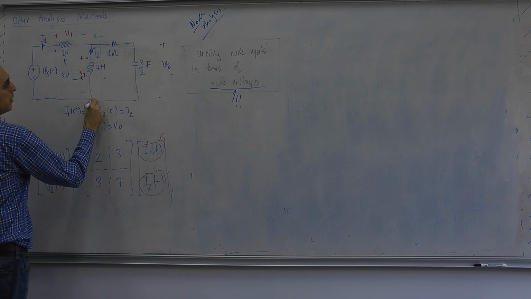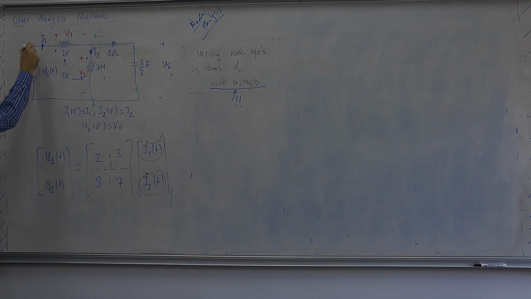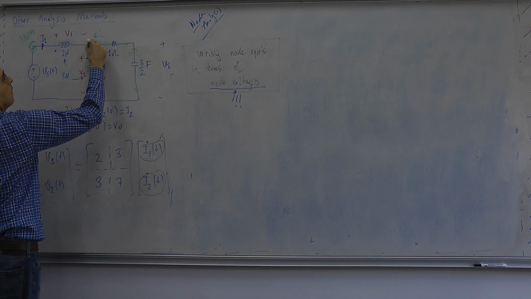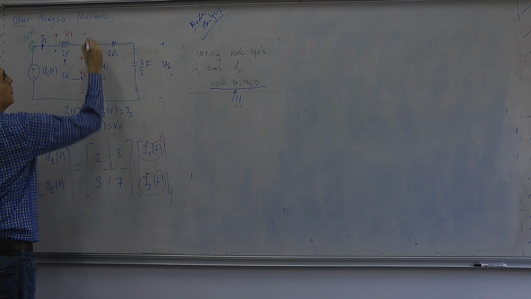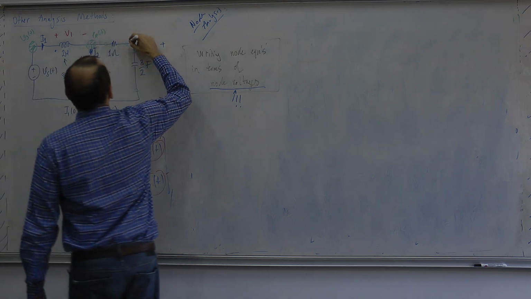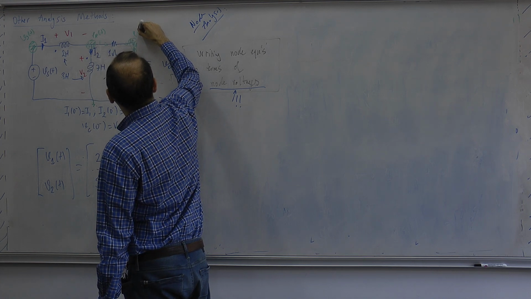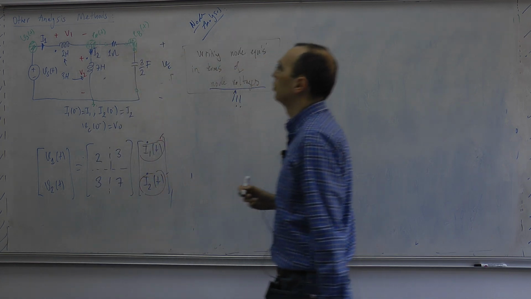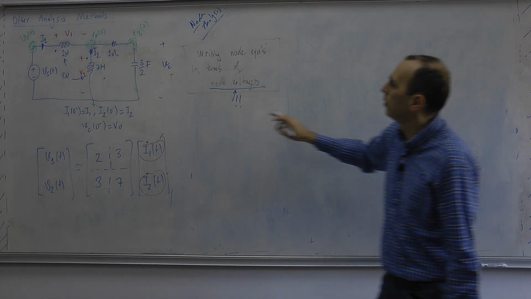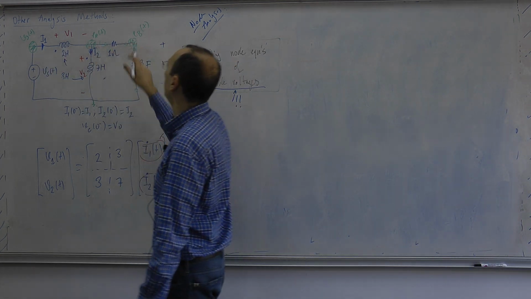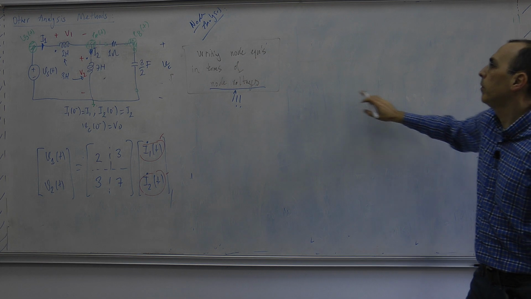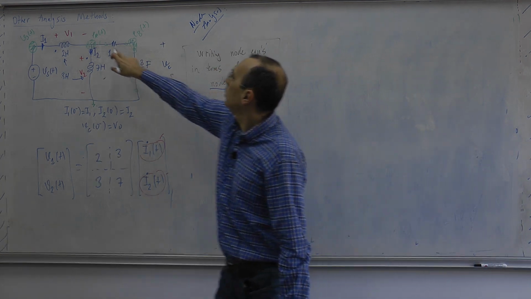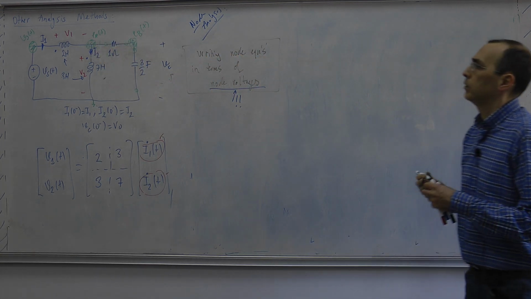Well, you are selecting one node as a ground, and then this is Vs of t. Let me erase this, not to get confused. This is Ea of t, and this is Eb of t, and so on. So I have, other than ground, 1, 2, 3 nodes. 2 nodes are at unknown potentials. So my goal is writing node equations in terms of these unknown node voltages.